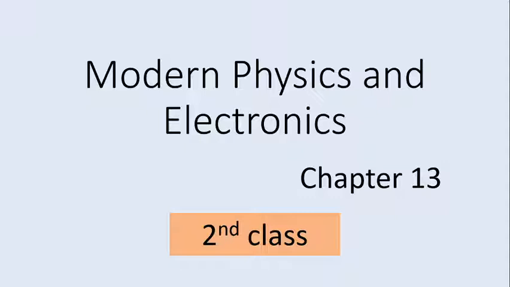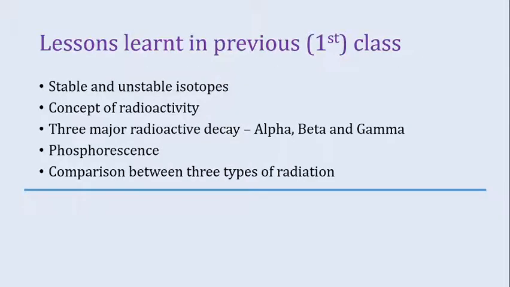Today is the second class of chapter 13, that is modern physics and electronics. Bismillahir Rahmanir Rahim. So in the previous class, the first class, we discussed some concepts, stable and unstable isotopes.